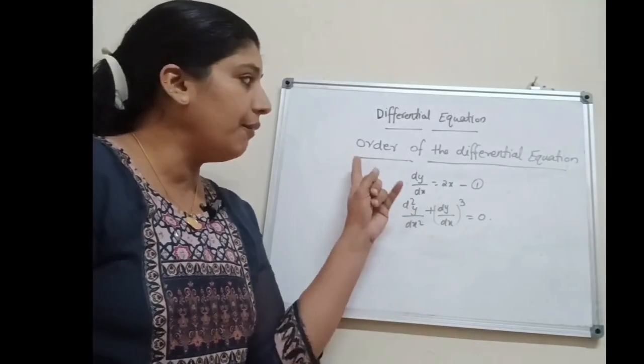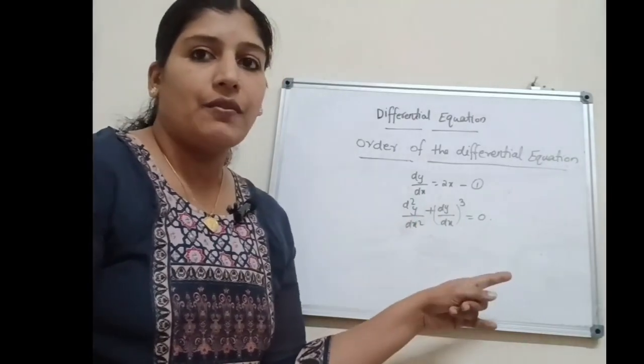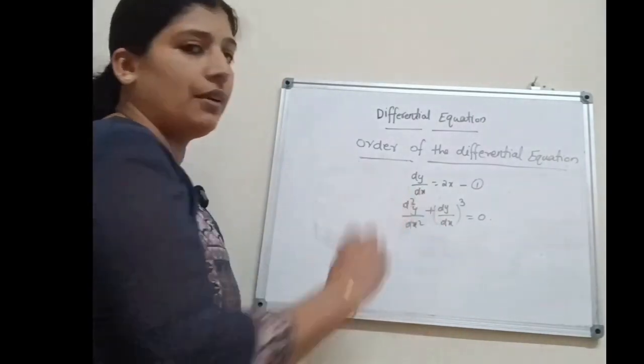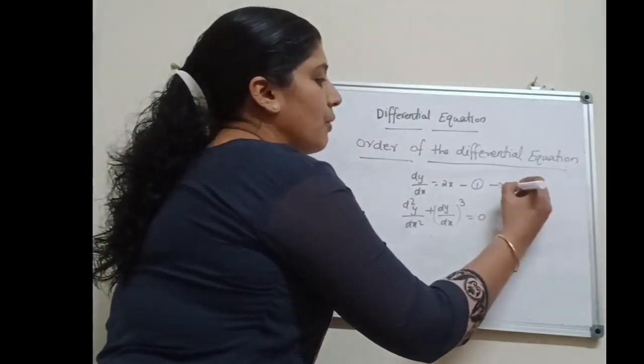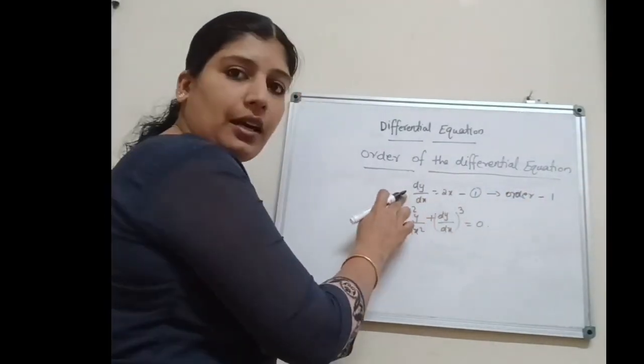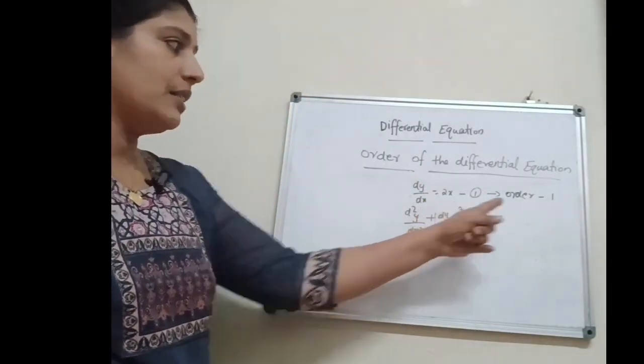But when we define the order of the differential equation, we have to consider the highest order derivative of the differential equation. In the first differential equation, there is only the first derivative. Therefore, the order of this differential equation is what? Order is 1, that is the order of the highest derivative. Here only the first order derivative exists. Therefore, the order of the first differential equation is 1.